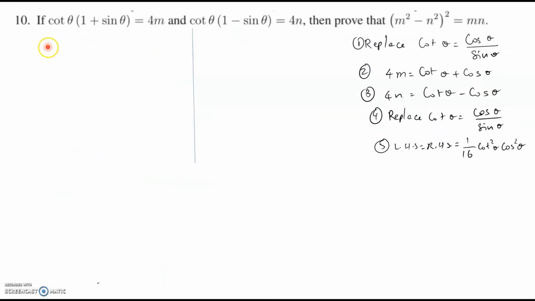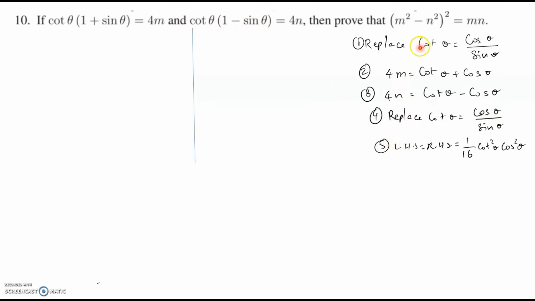Question number 10. If cot theta into 1 plus sine theta is equal to 4m and cot theta into 1 minus sine theta is equal to 4n, then prove that m squared minus n squared the whole square is equal to mn. So the method that we would follow is, first we will replace cot theta, which is here and here, as cos by sine theta. Then you will be able to bring out these expressions. 4m is equal to cot theta plus cos theta, and 4n is equal to cot theta minus cos theta from these two expressions.